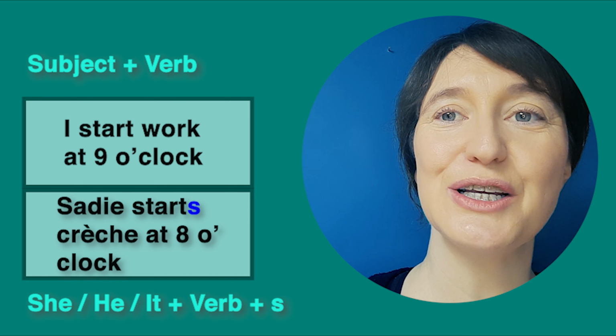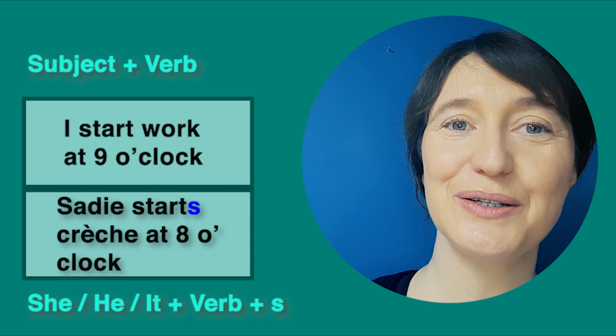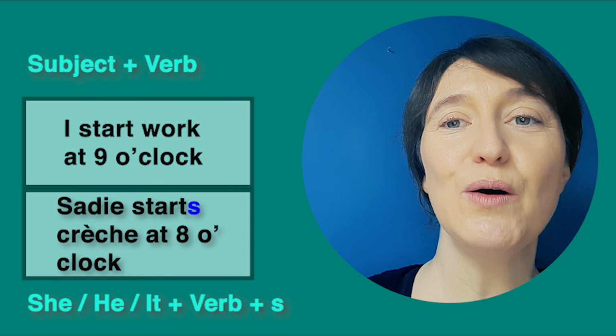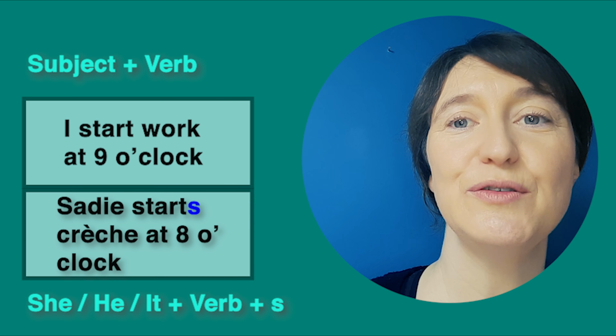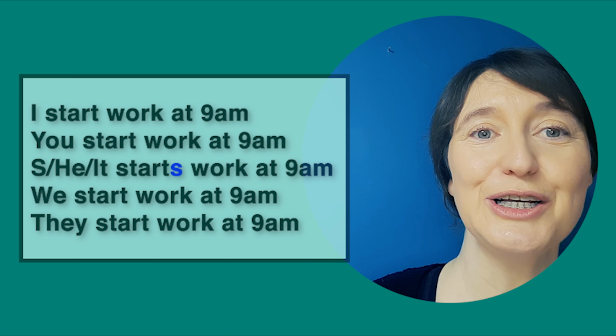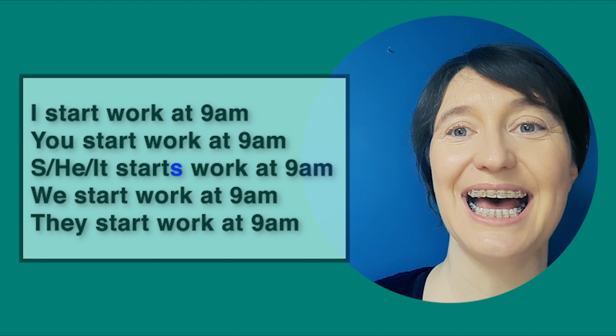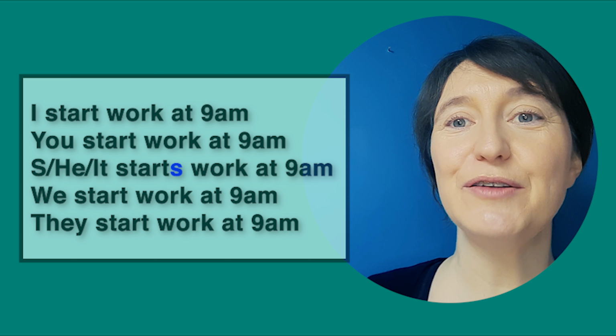I start work at 9 o'clock. Sadie starts creche at 8 o'clock. For every other subject, we use the verb in the base form. It's only for the third person singular that we add S at the end of the verb. Look at the following list.